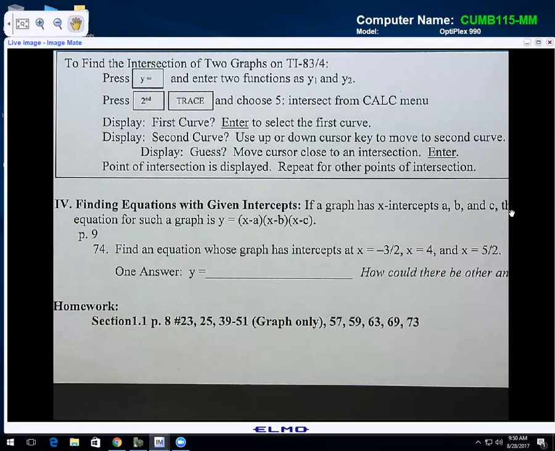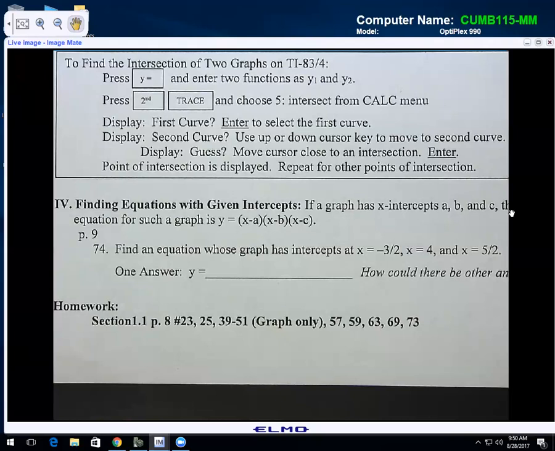Remind me again how you find the x-intercepts? You let y be 0. So if I have an x-intercept at 4, what factor, what equation, or what expression, if I set it equal to 0, would give me 4 as a solution? X minus 4. If I set x minus 4 equal to 0, then I get the x-intercept 4.